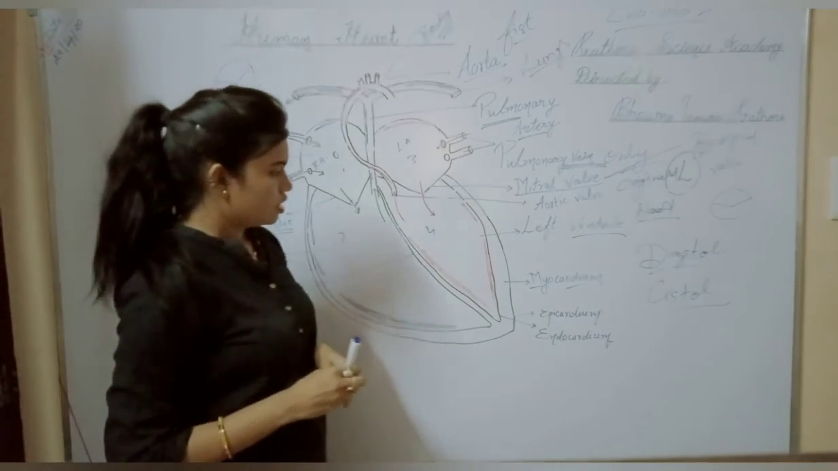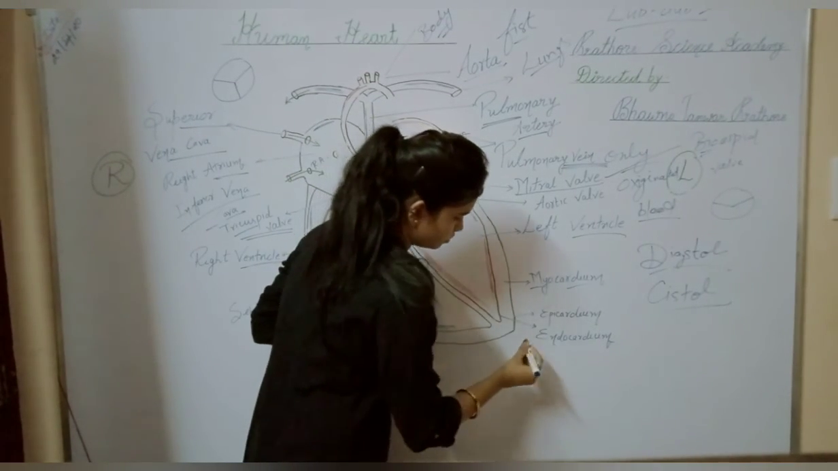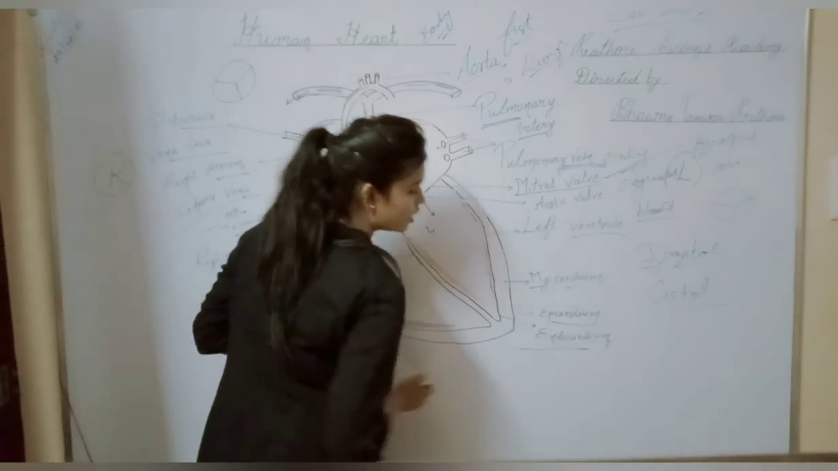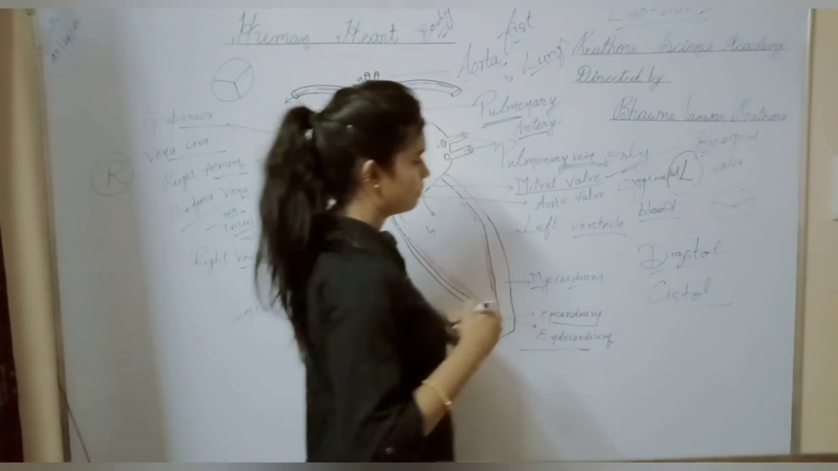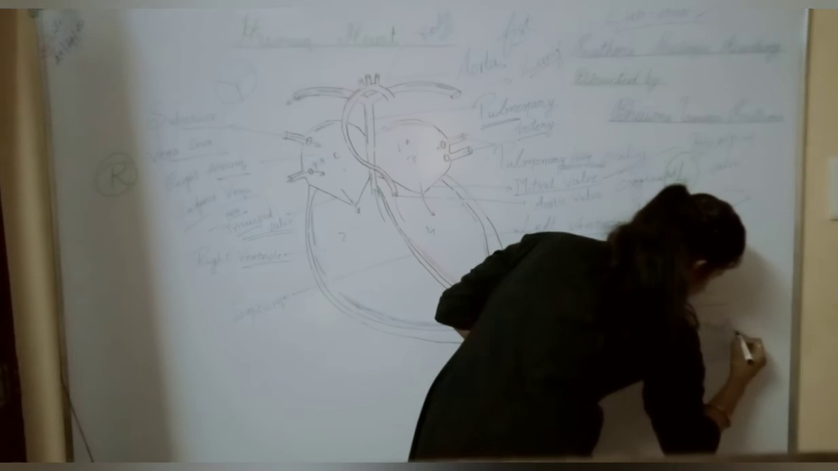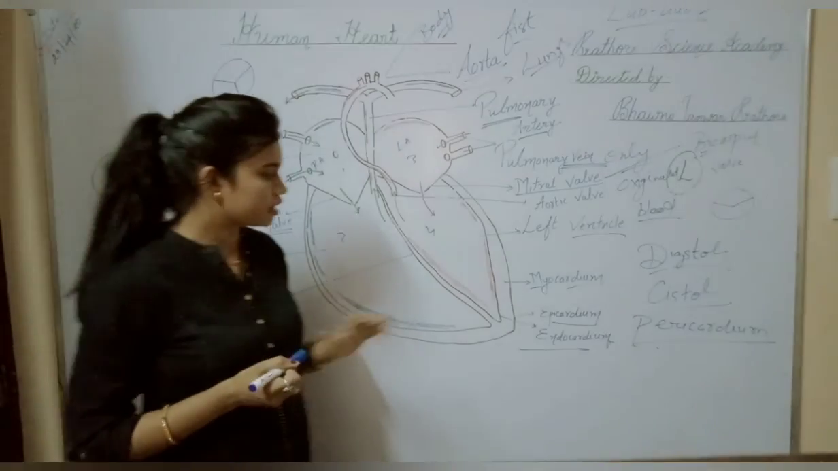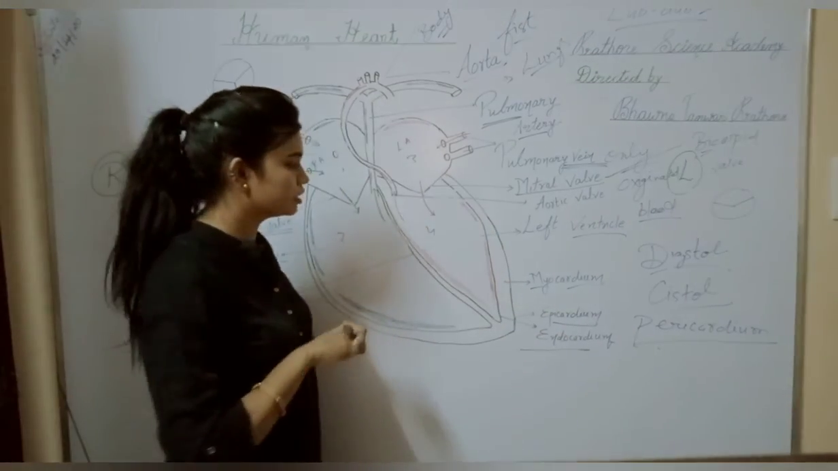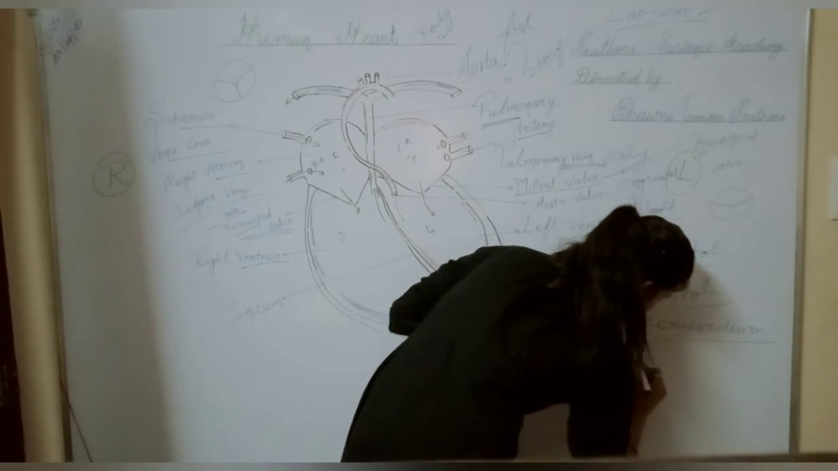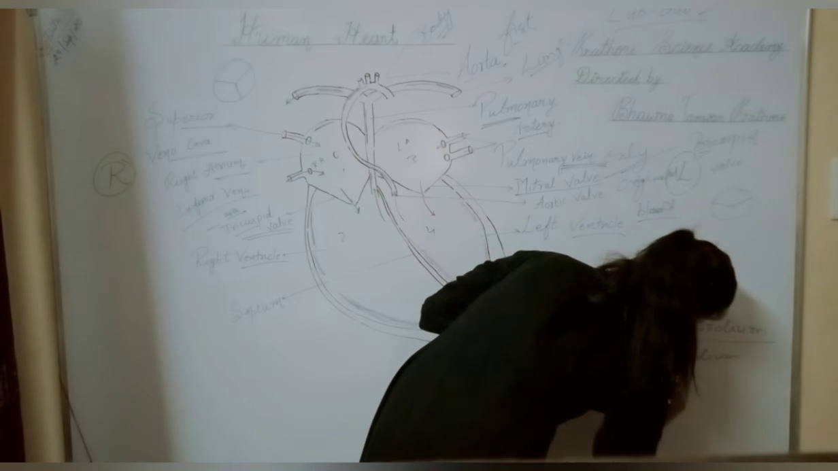Okay, and the outer membrane is the epicardium and the inner membrane of the heart is the endocardium, and collectively they are the pericardium. Pericardium, okay, and they have some fluid-like structure in the middle of it. This fluid is known as pericardial fluid.